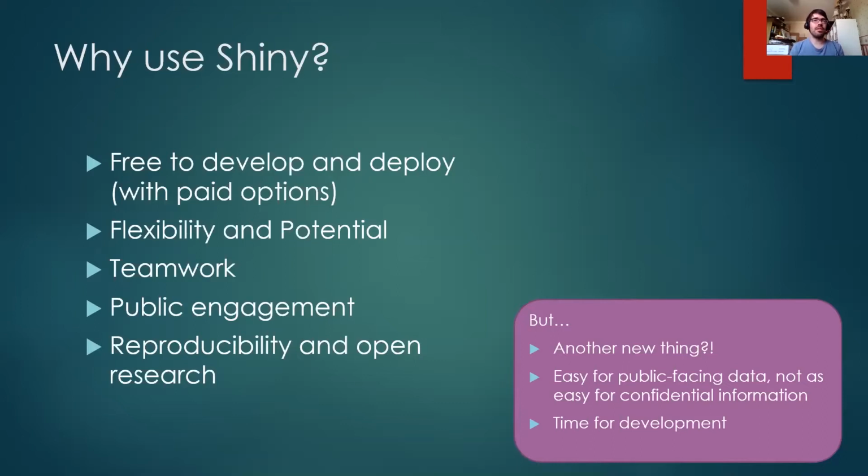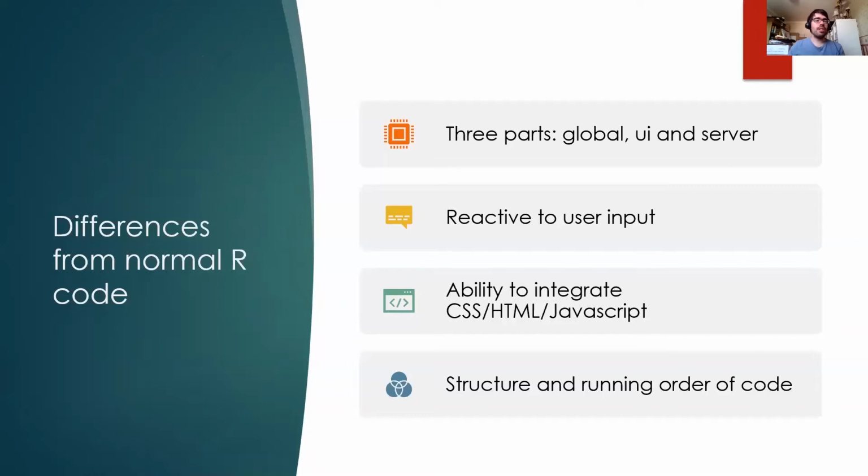It also takes a little bit of time for development as you're trying to debug and style it and make it work precisely. There's a few differences between a Shiny app and normal R code. Firstly, it's split into 3 parts, whereas in R you might have one script which is running all your analyses one after another. In the Shiny app, you need to divide it up a little bit.